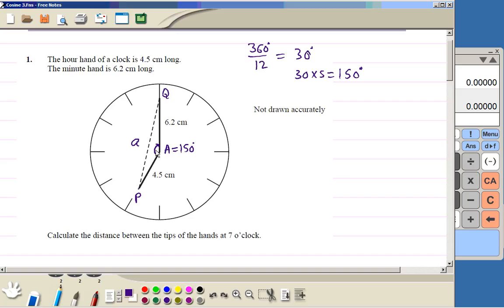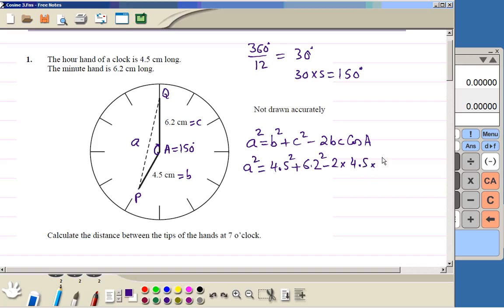Now we know two sides and the angle between them, so we can use the cosine rule. The cosine rule to find length A is A squared equals B squared, where we call this length B, plus C squared, where we call this length C, minus 2BC cosine of angle A. Then we substitute the numbers: 4.5 squared plus 6.2 squared, minus 2 times 4.5 times 6.2 times cosine of 150 degrees.